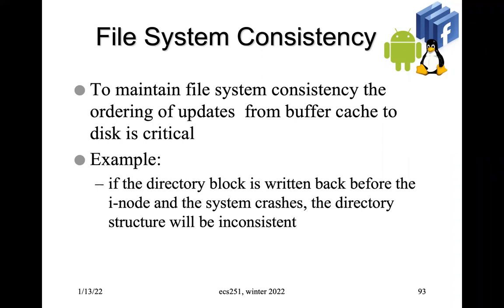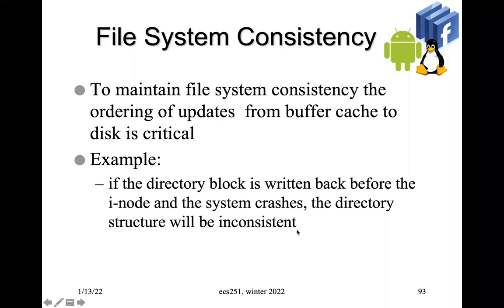Okay, so let's worry about how to maintain file system consistency. That is important, so I actually wrote it here. The ordering of updates from the buffer cache to the disk is critical, because we have different kinds of structures. We have a data block, we have a directory block, we have an inode block, right? This is just an example.